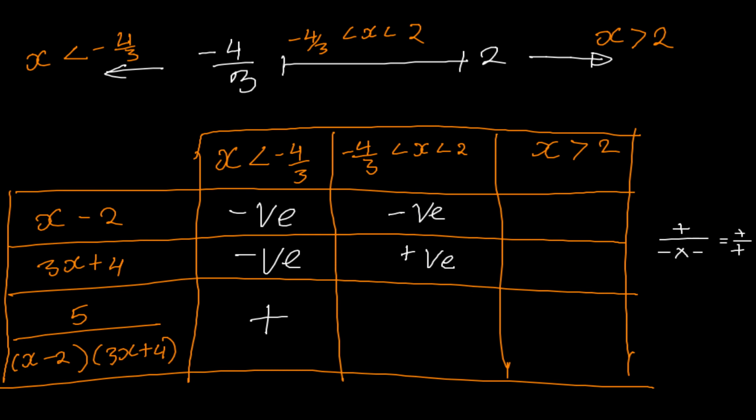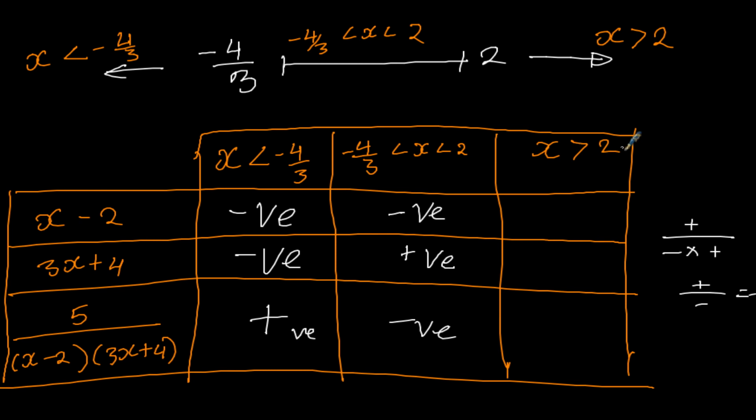So just doing it again here shortly. We have a positive 5 over a negative times a positive, for the denominator, to give us a negative. So we have a positive divided by a negative, which ends up being a negative. So below here we have a negative.